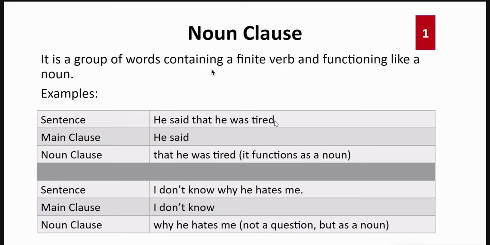For example, he said that he was tired. The main clause is once again, he said. The noun clause, that he was tired. So we could say that the noun clause here is a subordinate clause, but the type is noun clause.